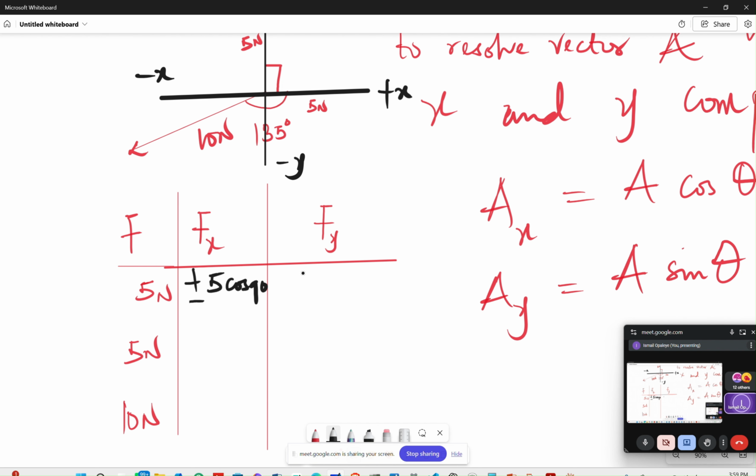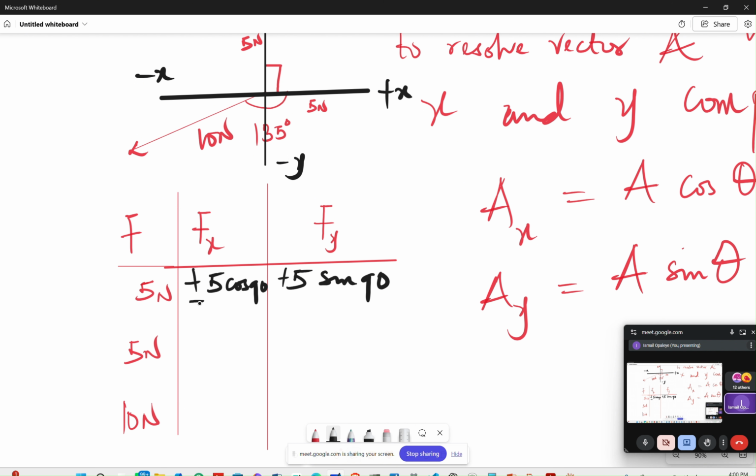And for f of y, that falls in what? In the positive y-axis. So I will say this one is plus 5 sin 90. Do we get that? Yes, sir. However, you don't really need this.